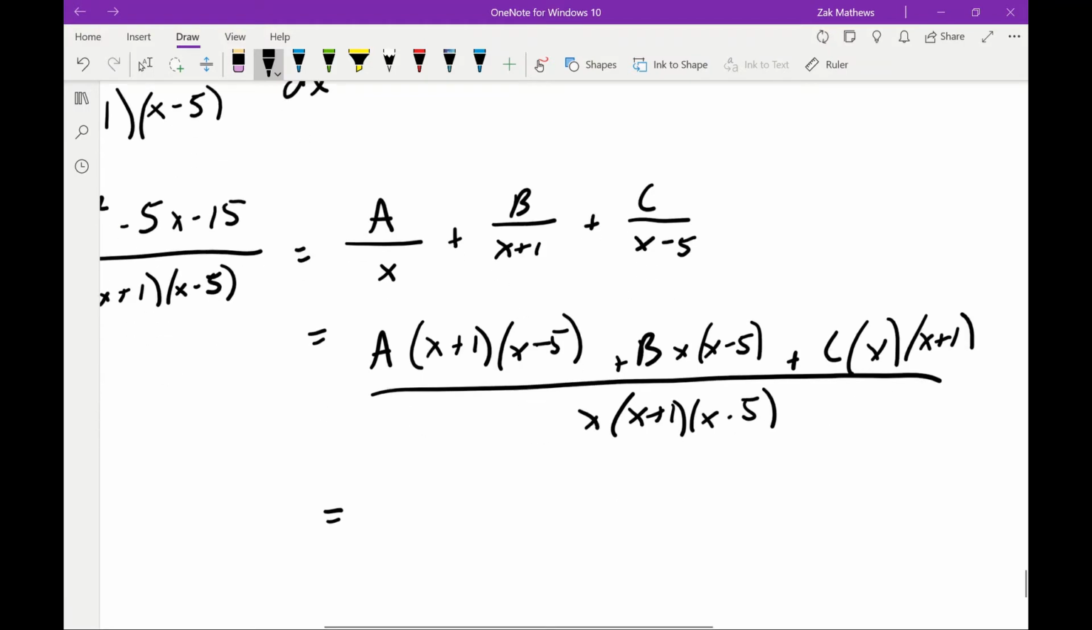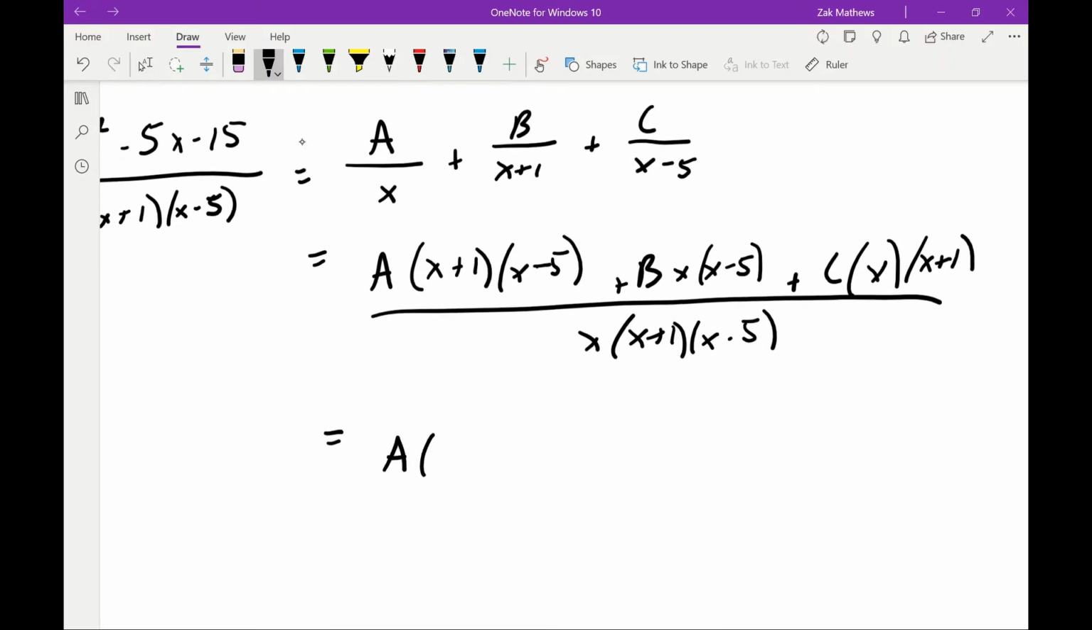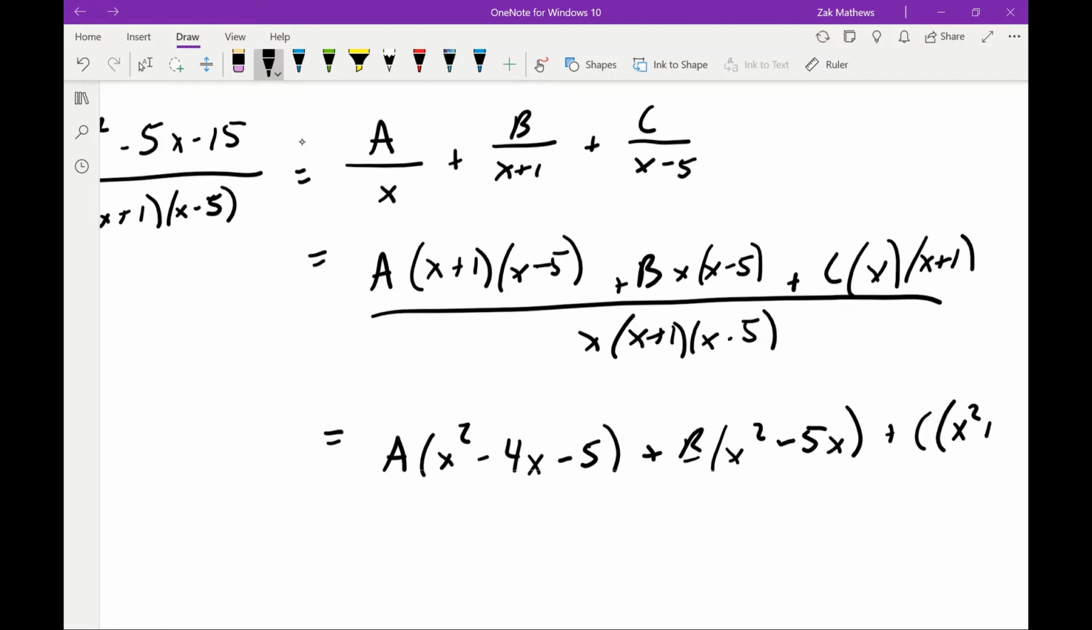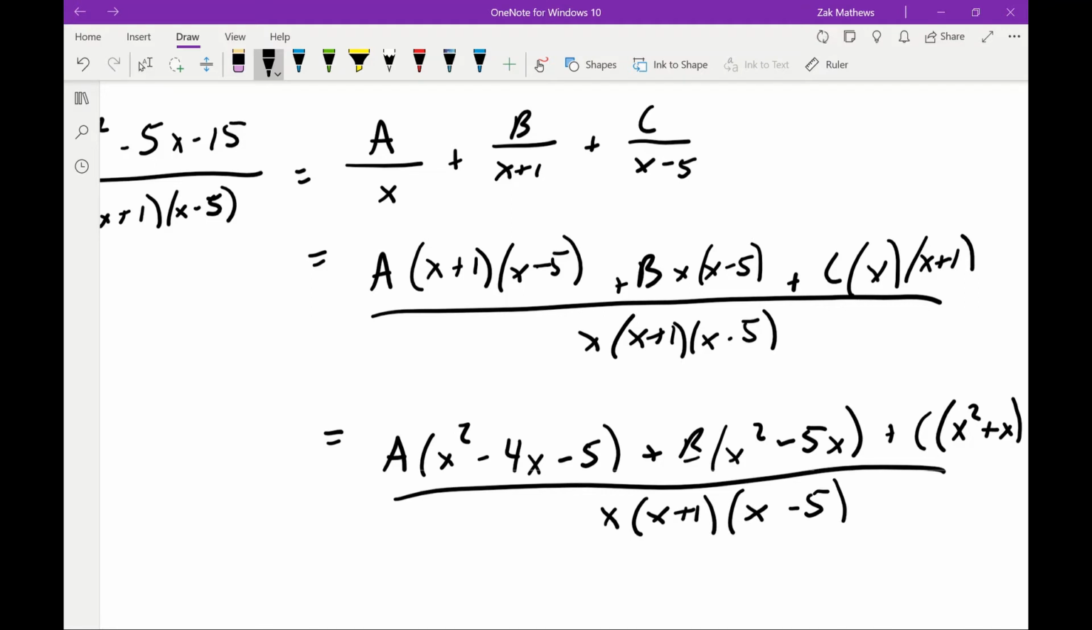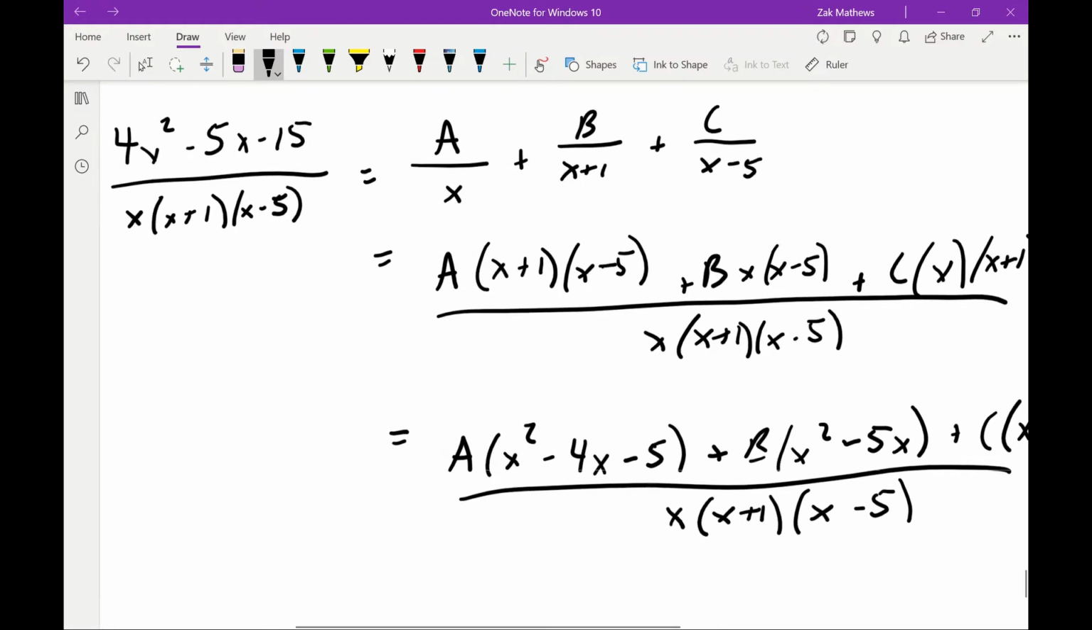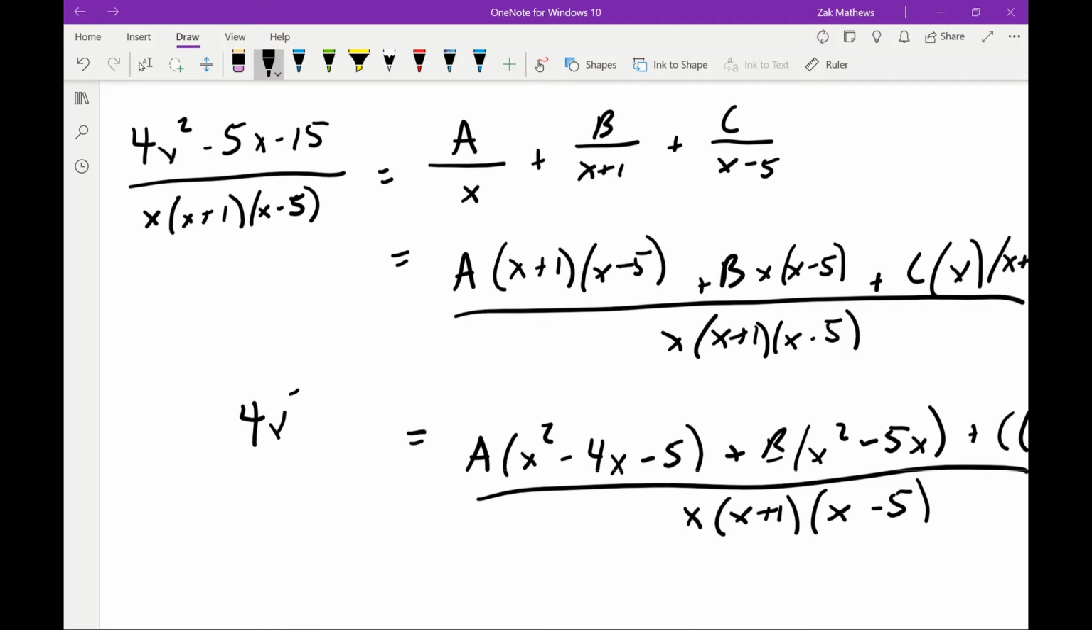And so let's clean up that numerator a little bit. A would be multiplied by the x squared, we'd have a negative 5 plus 1, which is a negative 4x, minus 5. The b would be multiplied by an x squared minus 5x. And then the c would be multiplied by an x squared plus x. And it's all over that common denominator. And so now we can compare it to what we had in the numerator. I'm just going to recopy that so I have it right next to it: 4x squared minus 5x minus 15, over x times x plus 1 times x minus 5.